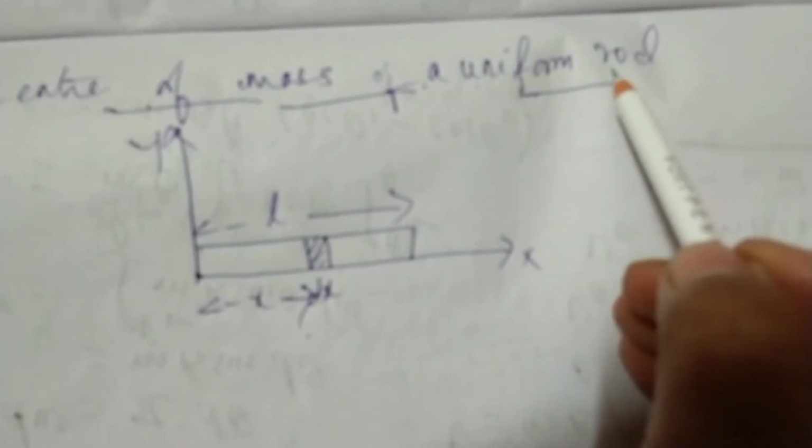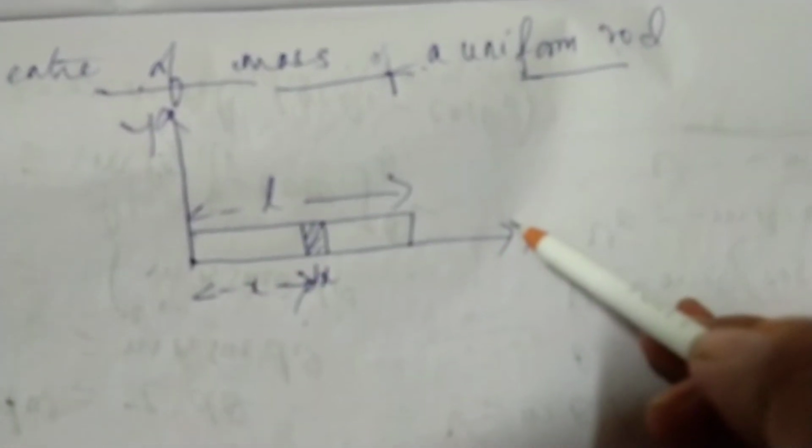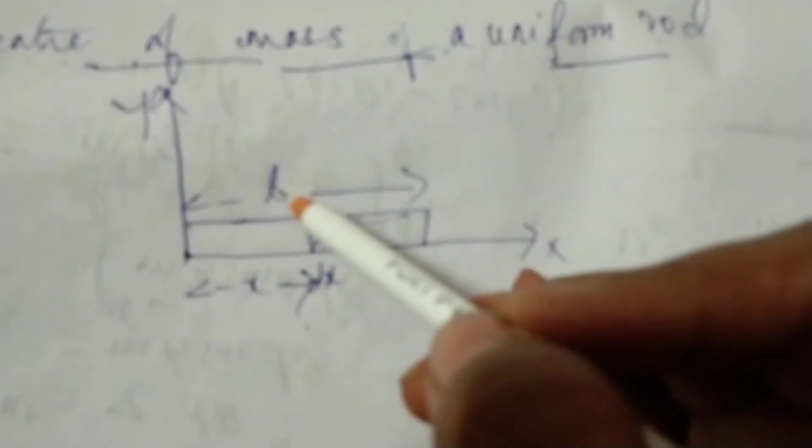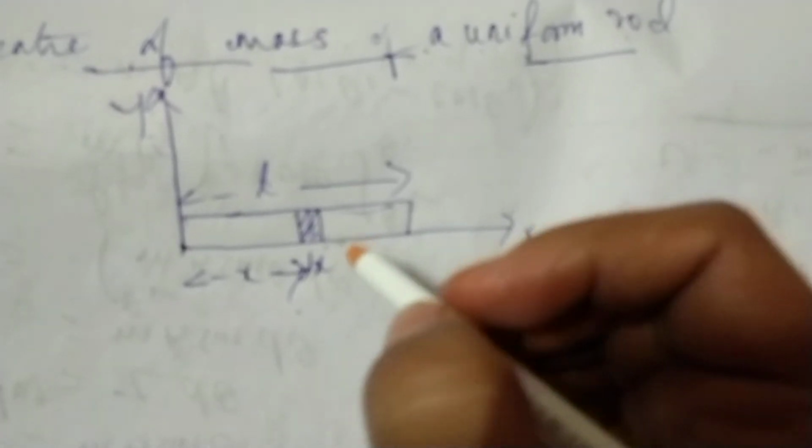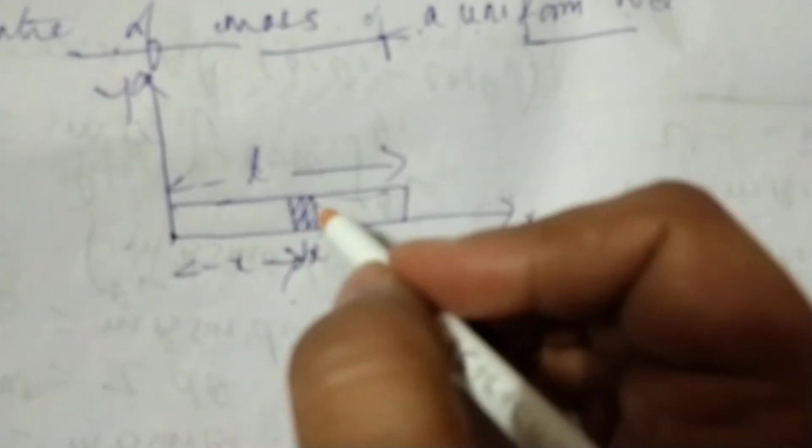We are here to find the center of mass of a uniform rod. We have kept it in the xy plane. This is the rod of length L. Okay, and we have taken a very small elementary portion of thickness dx, and it is at a distance x from the other side of it. Is that clear?